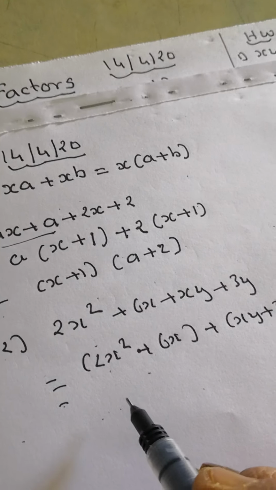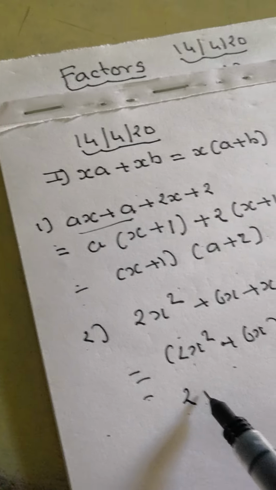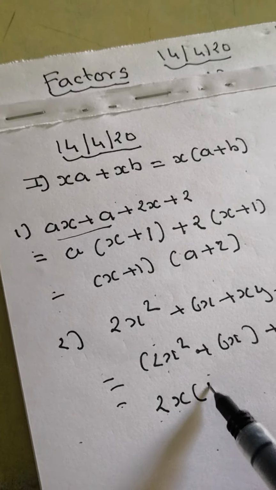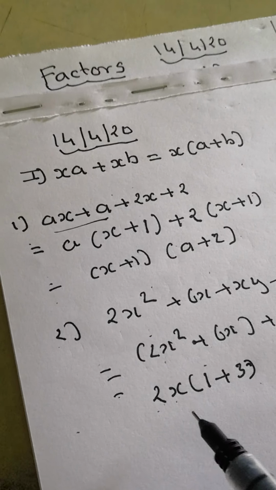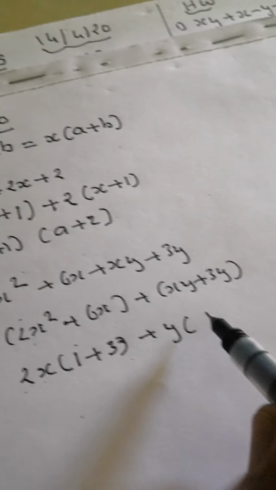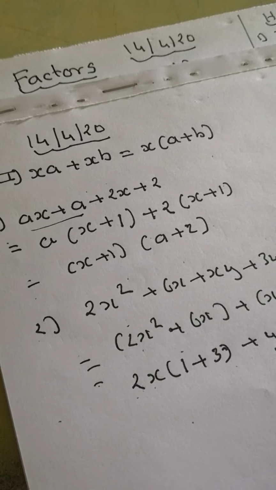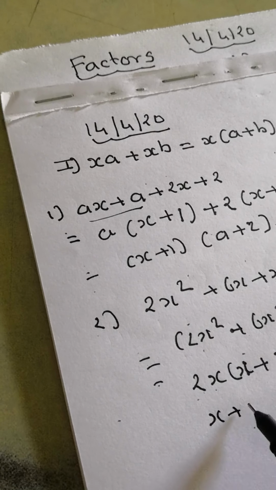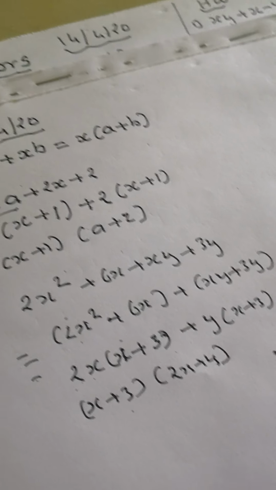Here in the first bracket, 2x square plus 6x, the HCF of 2 and 6 is 2 and x is common. So 2x is taken as common, 1 will be left for the first term, and 2 threes are 6, so 3, which gives x plus 3. For the second group, y will be common, so again x plus 3. The same way you are getting the same bracket common. Here x plus 3 is the common bracket and 2x plus y is the uncommon bracket.